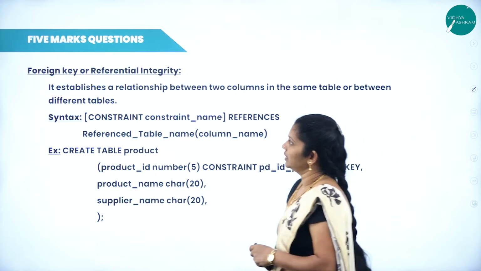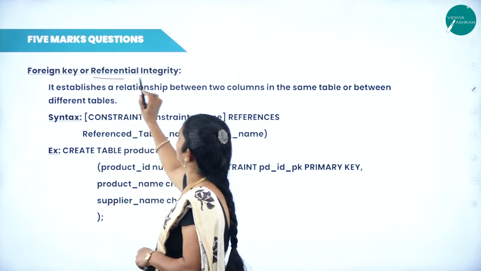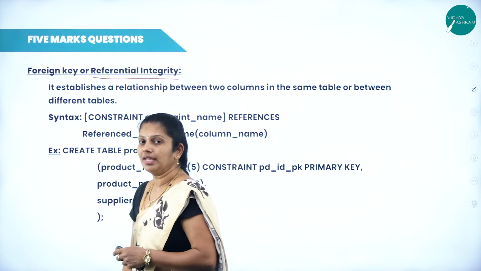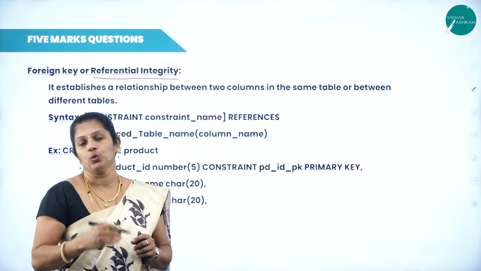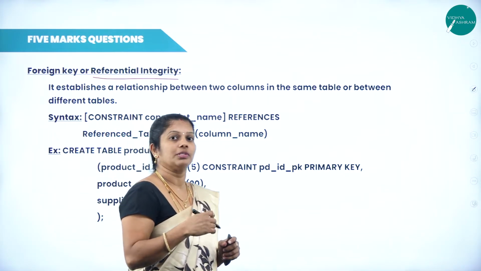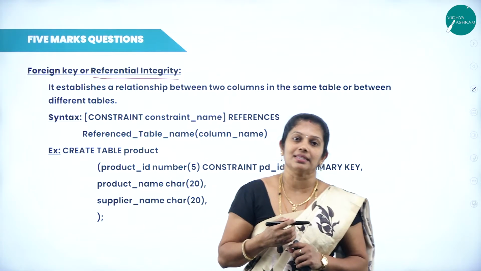Next constraint, that is foreign key or referential integrity. Foreign key means this attribute is present in one table, but the same attribute acts like a primary key in another table.